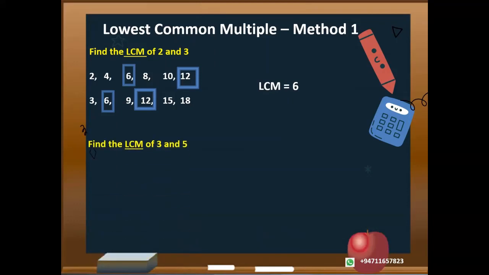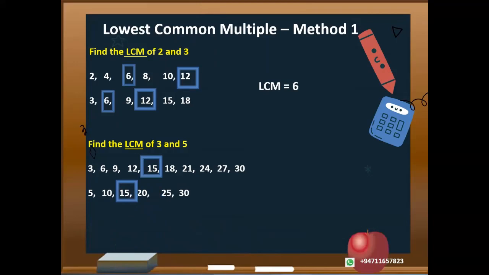And we'll find the LCM of 3 and 5. You can write few multiples of 3 and few multiples of 5. Then you can see 15 is common and 30 is also common. Out of these common multiples, the lowest common multiple is 15. So that is the LCM of 3 and 5.